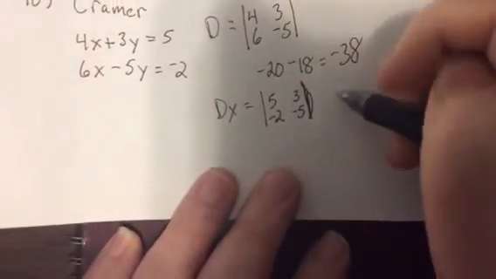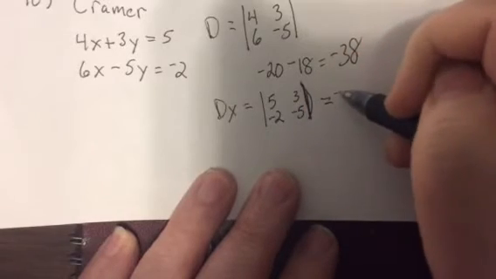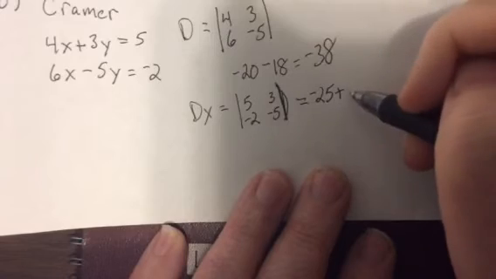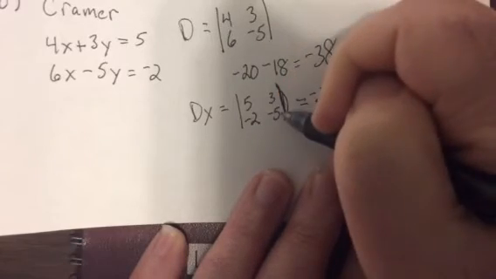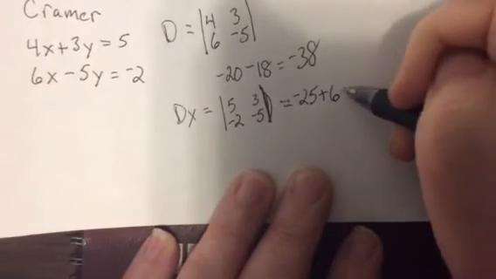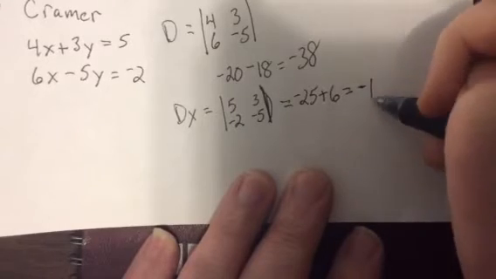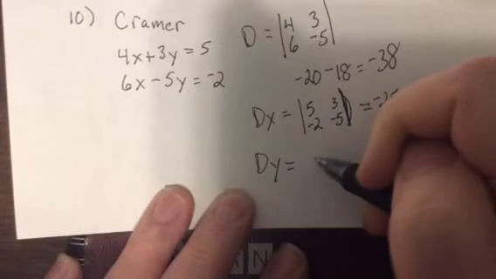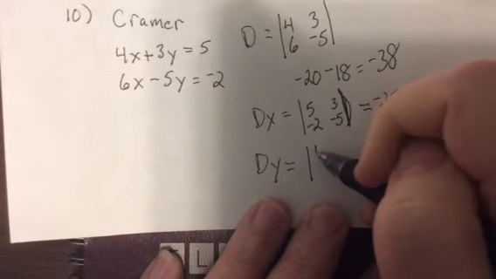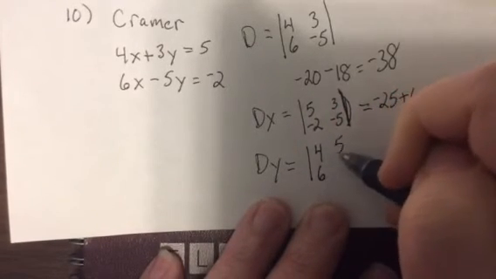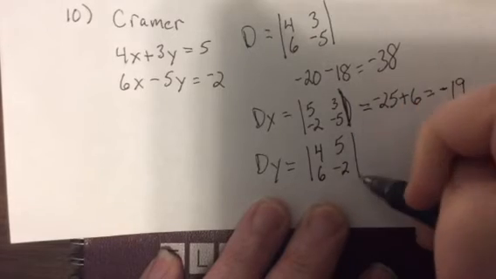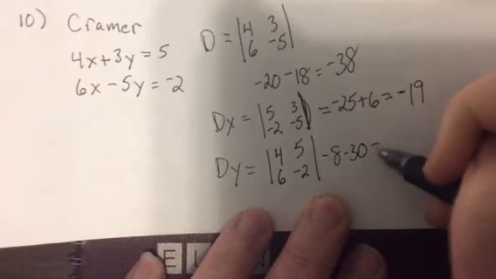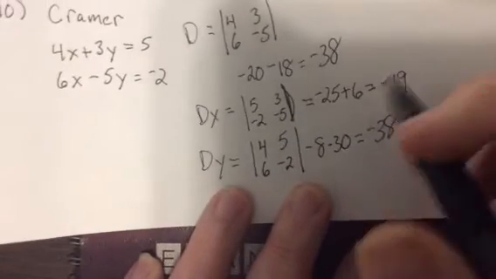That would be negative 25 plus 6. So minus 25 minus a minus 6. So that's a negative 19. And then we have dy. You switch the coefficients of y with the constants. And that's minus 8 minus 30, which is negative 38.